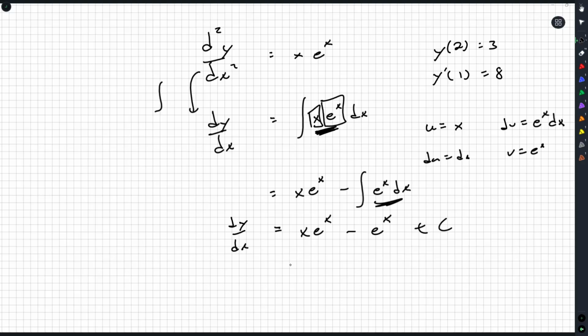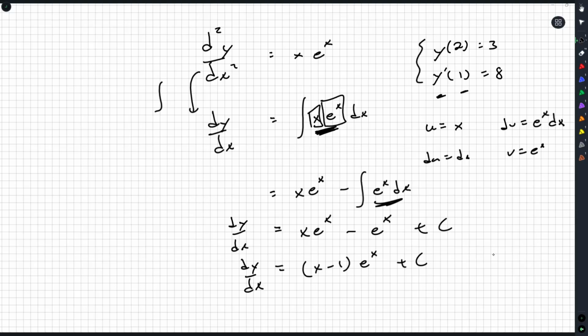Okay. And we could group this a little bit. We could say x minus 1 times e to the x plus c. So there's our derivative of this unknown function that we're trying to solve for. Now, we have an option. You don't always get this option depending on the initial conditions given in the question. But in this particular question, we have a value of y, so y at 2 is 3, but we also have a value of y prime.